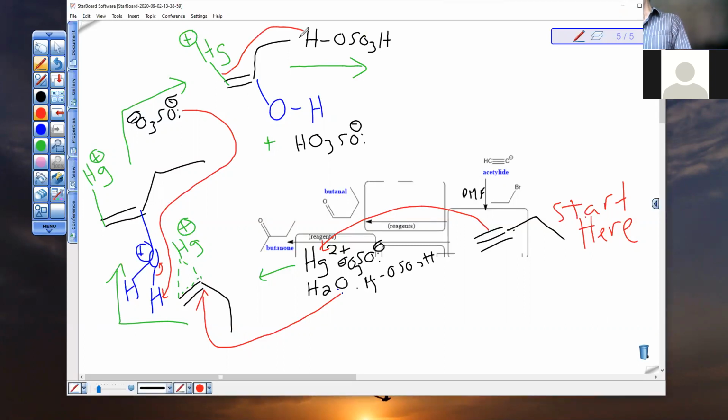Oh, it ignored me. And there we go. Acid base protonolysis. We made Hg2 plus, which if you look back, we started with Hg2 plus. That makes Hg2 plus a catalyst. And we now have a straight up enol.